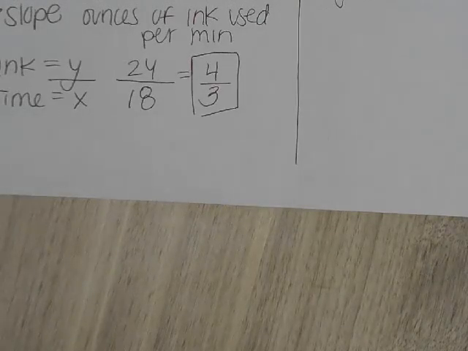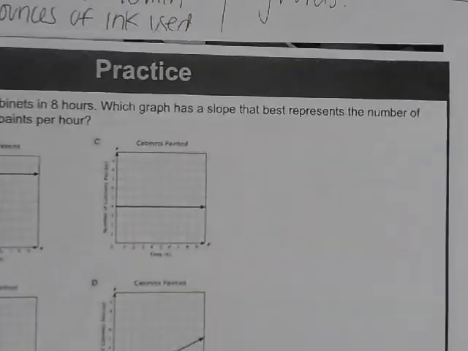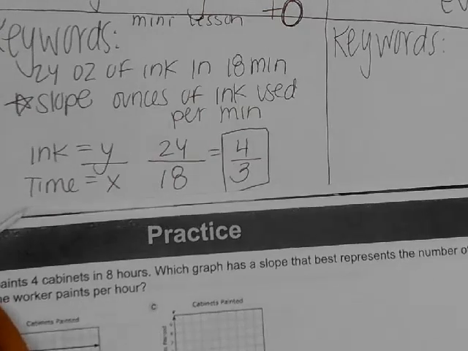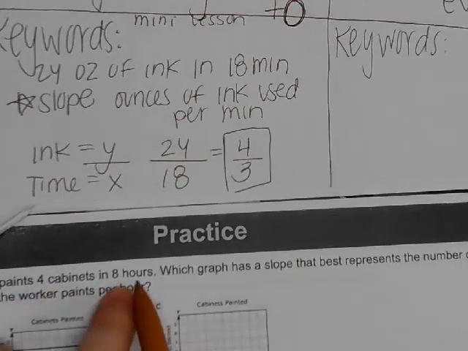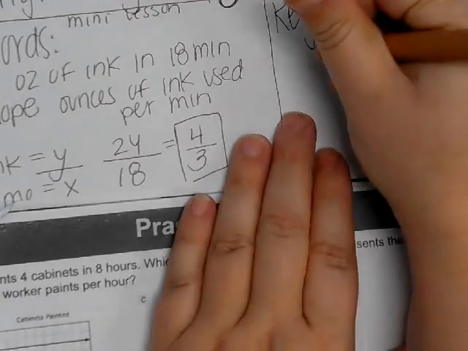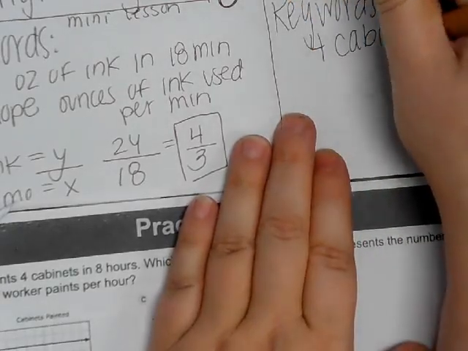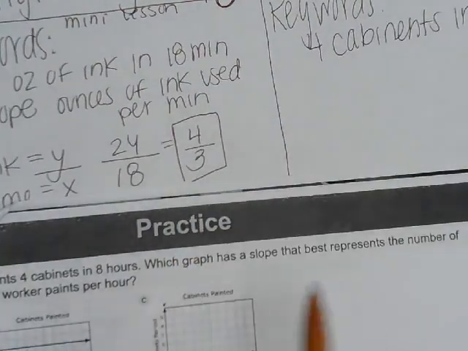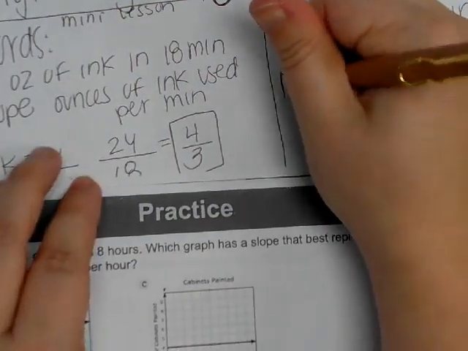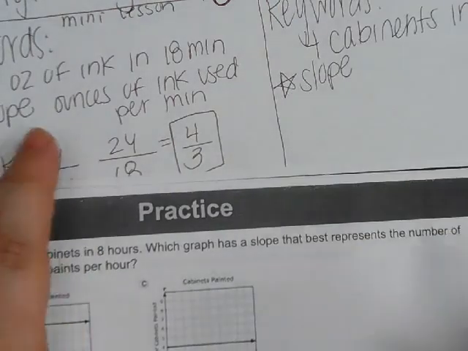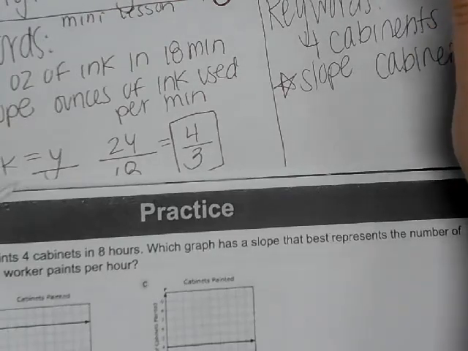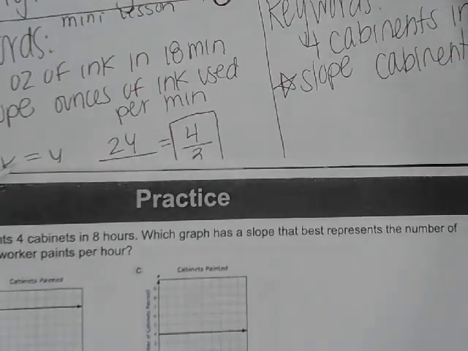So now we're going to go ahead and practice. It says a worker paints 4 cabinets in 8 hours. So we're going to write 4 cabinets in 8 hours. Which graph has a slope that best represents the number of cabinets per hour? Now we're looking for slope.